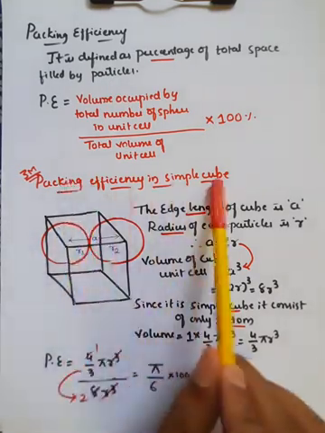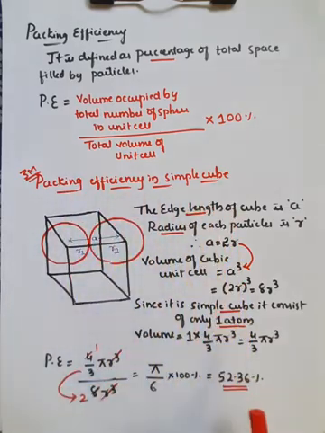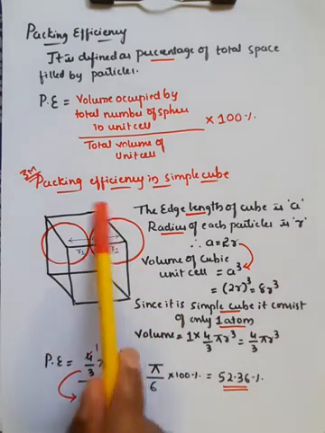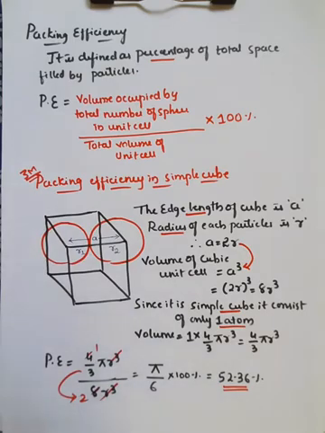Therefore the total packing efficiency in case of simple cube is 52.36%, right? So don't worry about the calculation, directly you should write pi by 6 into 100% whenever you substitute 22 by 7 value. So no need of calculation, directly you can write 52.36%, right? So that is the packing efficiency, or you can call it the filled space in case of simple cube.